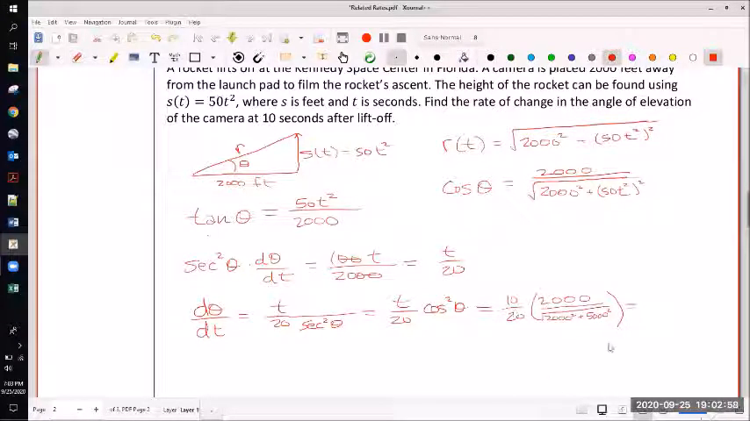If we punch that into the calculator, well, this is squared here, we'll get 2 over 29, and the units are radians per second. The rate of change of the angle of elevation is 2 over 29 radians per second.